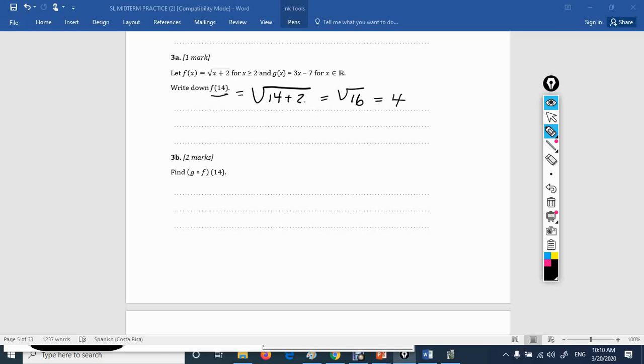Okay? Now, once we have that, we can answer this question because here they want us to find g of f of 14. Now, don't waste your time finding g of f, the composition of g of f, because we already know what f of 14 is. This is 4. So basically, what they want us to find is g of 4. And that's going to equal 3 times 4 minus 7, and this would equal 12 minus 7, which is 5.